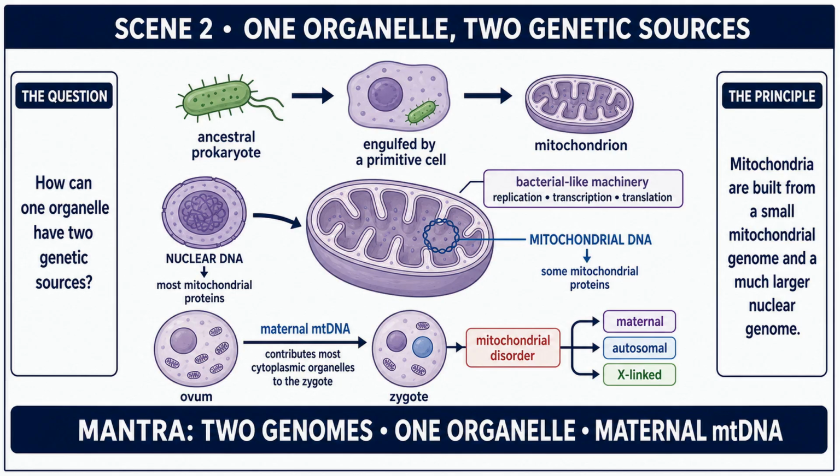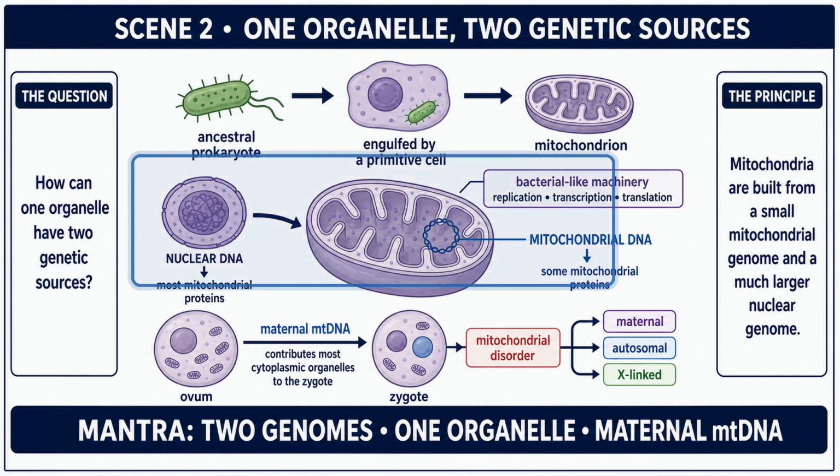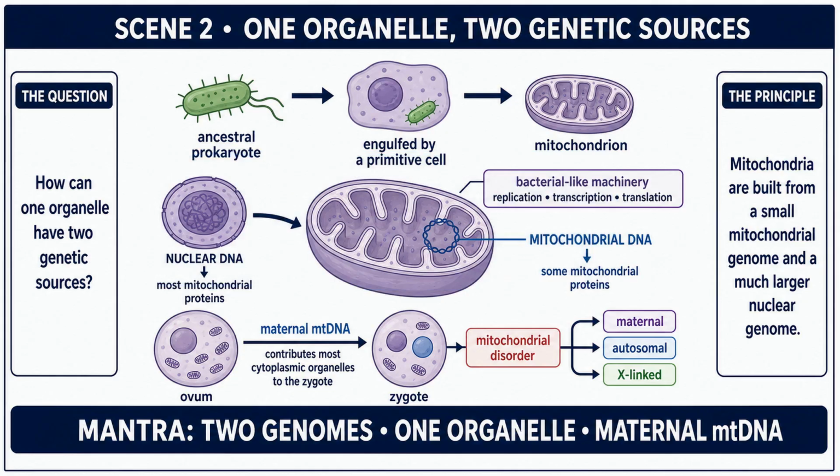But the mitochondrial genome is only part of the story. Most mitochondrial proteins are encoded by nuclear DNA, while a smaller group is encoded by mitochondrial DNA. The mitochondrion is therefore built from two genetic sources: a small mitochondrial genome and the much larger nuclear genome.